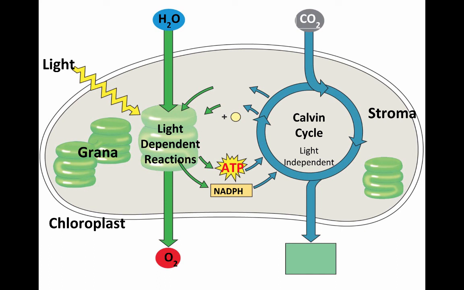The Calvin cycle is where our carbon dioxide actually gets converted into sugar. And once we use the ATP and the NADPH, what's left over goes back to the light-dependent reactions to get recycled. So we're going to talk about these processes in detail coming up.